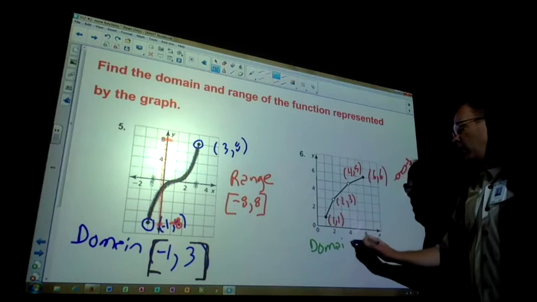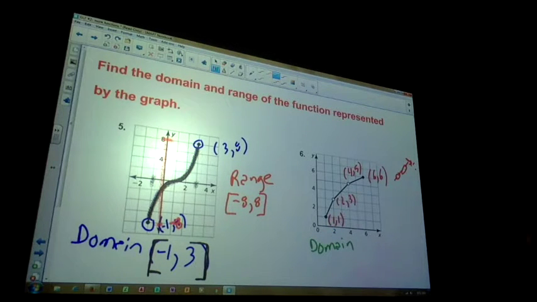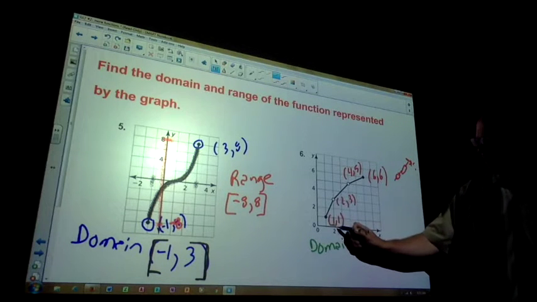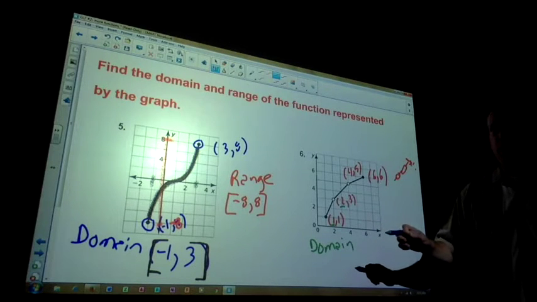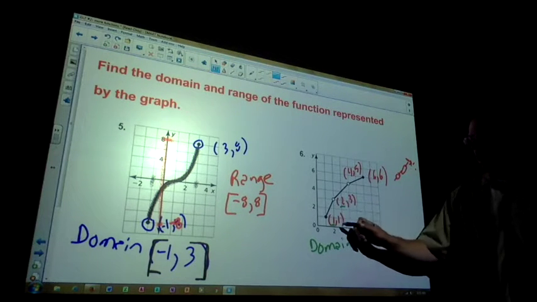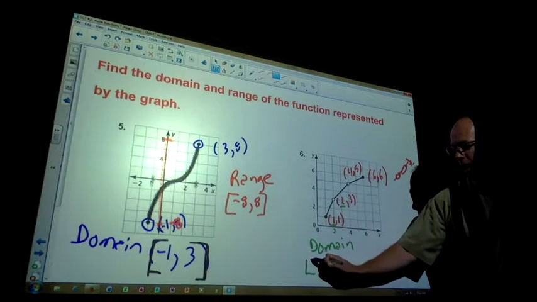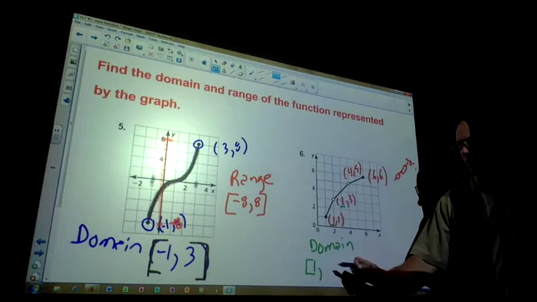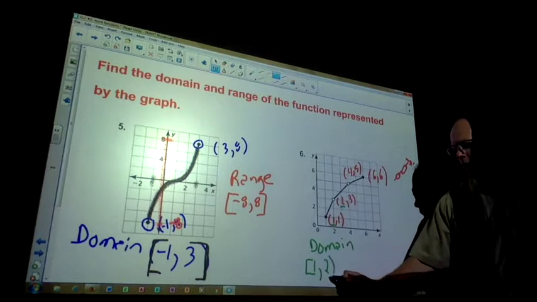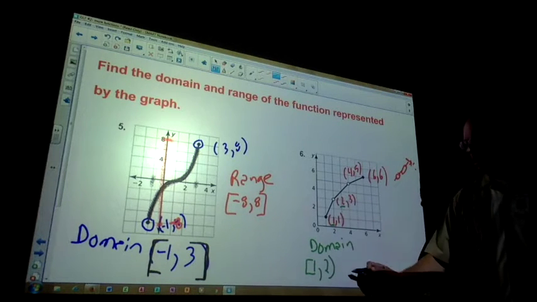Does the domain, is it continuous? When I say continuous, can I draw my line, or do I have to pick up my pencil, right? So that takes away from being continuous. So I'm going to go from 1 all the way to 2, and then I have to pick up my pencil. Agree? Okay, so it's going to be a square bracket at 1. What kind of bracket is at 2? A rounded one.